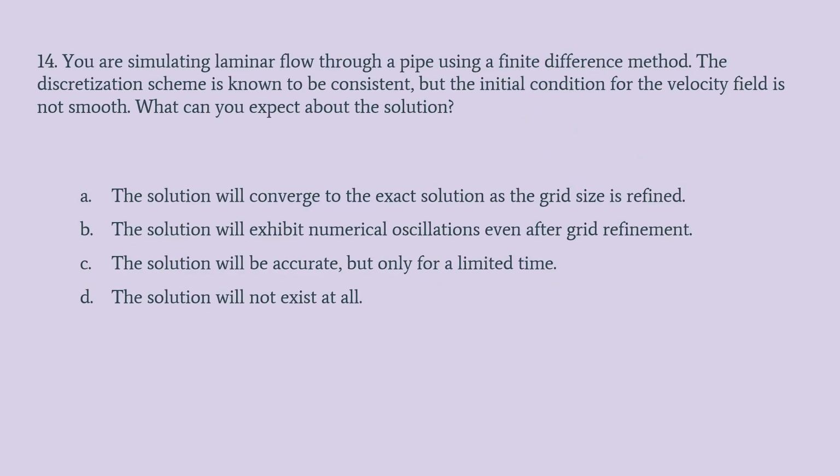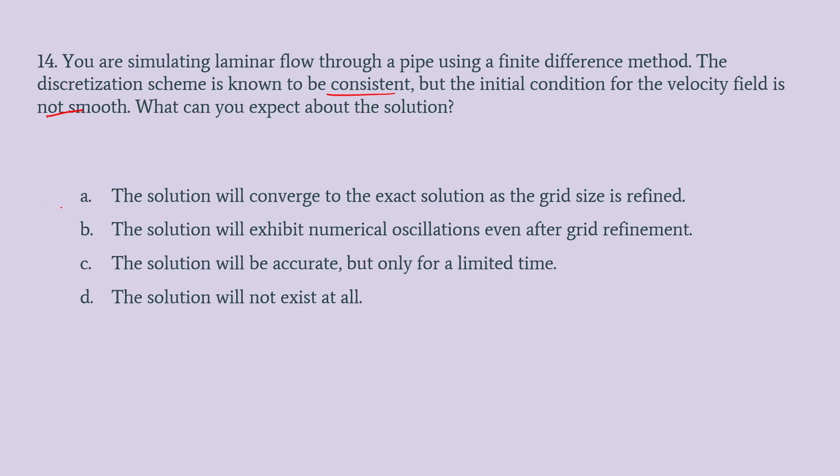Next question, you are simulating laminar flow through a pipe using finite difference method. The discretization scheme is known to be consistent, but the initial condition for the velocity field is not smooth. What can you expect about the solution? So the question is about, while simulating a laminar flow through a pipe with finite difference, what will happen if the velocity field is not smooth?